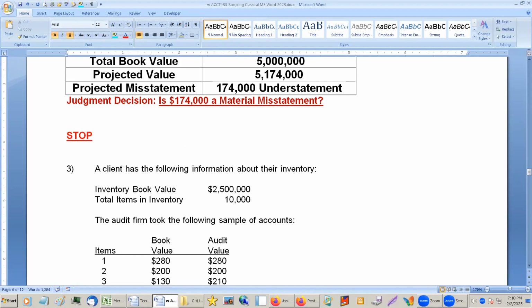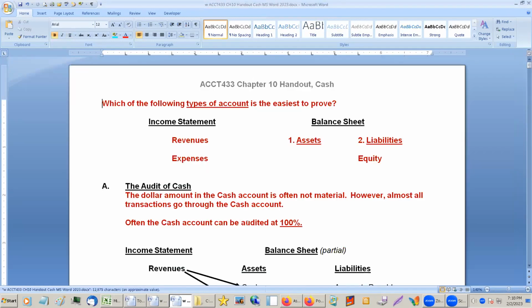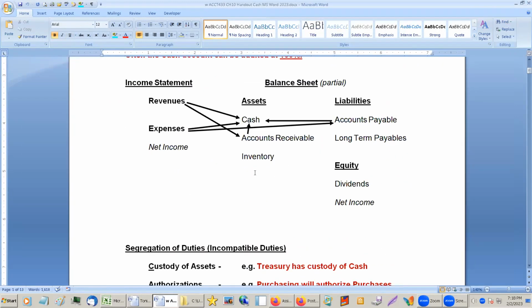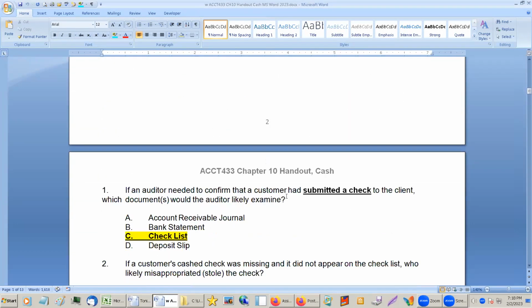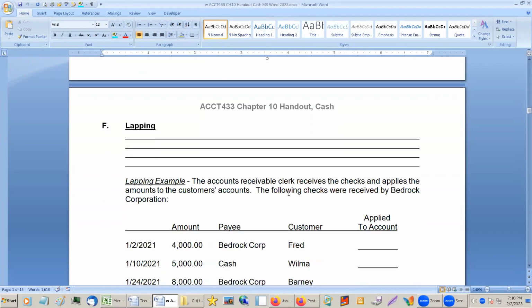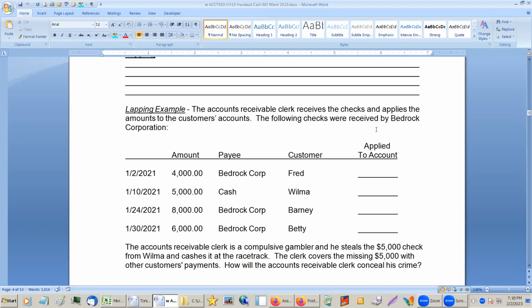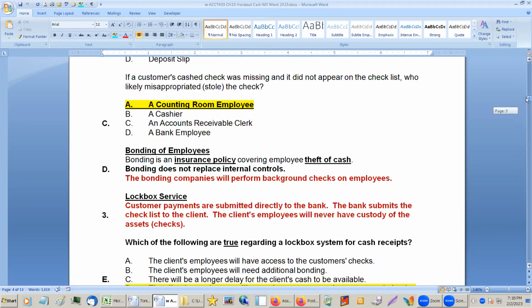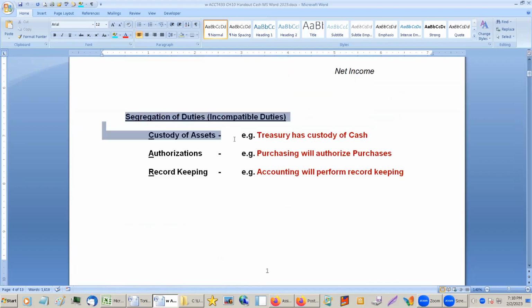And let's pull up the, no, not that one. Let's flip to chapter 10 handout. Let's see before I go. Okay, who did that? What a mess. All right. Oh, lapping. I'm going to check something really quick. I'm going to copy this down.